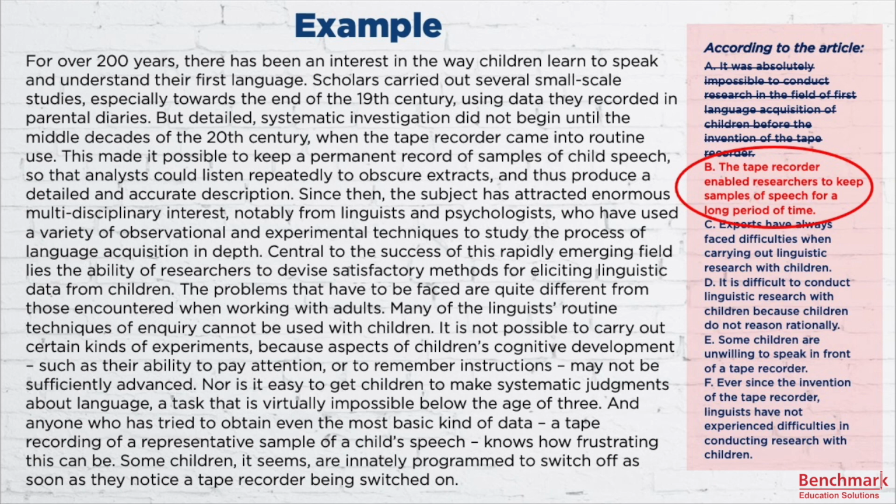I skipped a few sentences because I saw more of my keywords, children and experiments, so I wanted to skim read more. It is not possible to carry out certain kinds of experiments because aspects of children's cognitive development, such as their ability to pay attention or to remember instructions, may not be sufficiently advanced, nor is it easy to get children to make systematic judgments about language, a task that is virtually impossible below the age of 3.